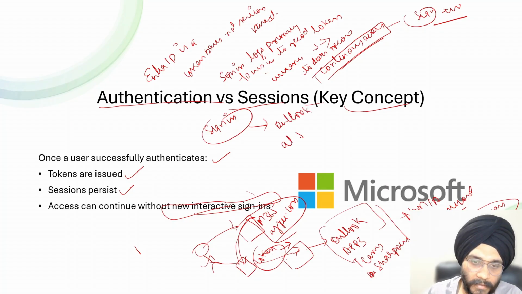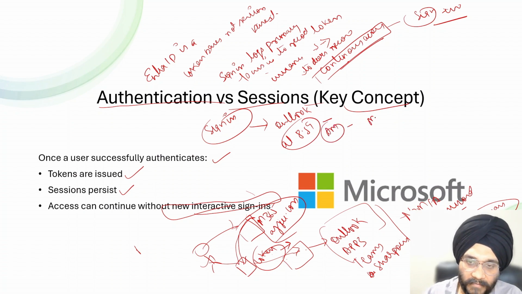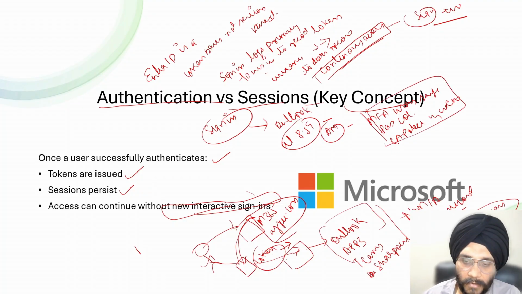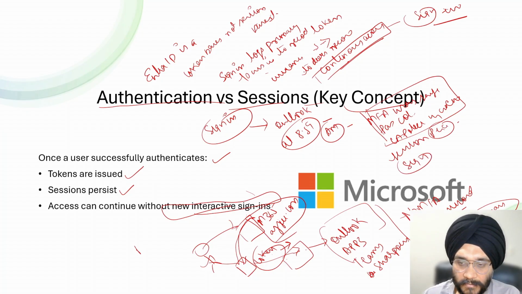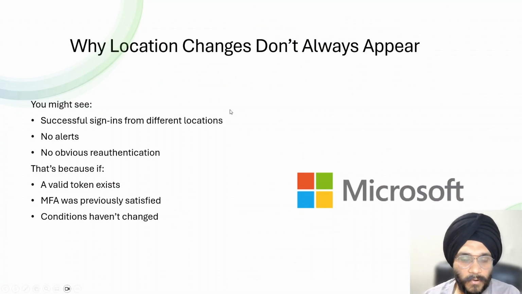at 8:59 a.m. and MFA was satisfied and password was compromised. CA policy was evaluated. But after this, for how long the session persisted, sign-in logs cannot tell you whether it lasted for 3 hours, 2 hours. No, not possible. So why location changes don't always appear?